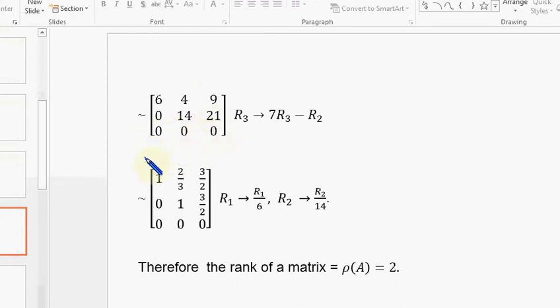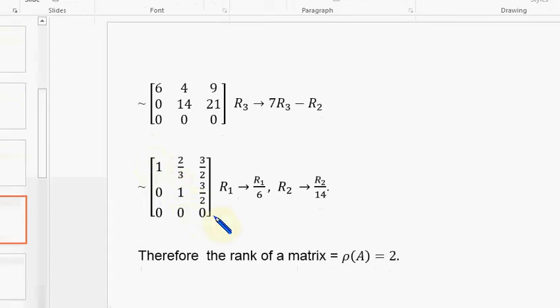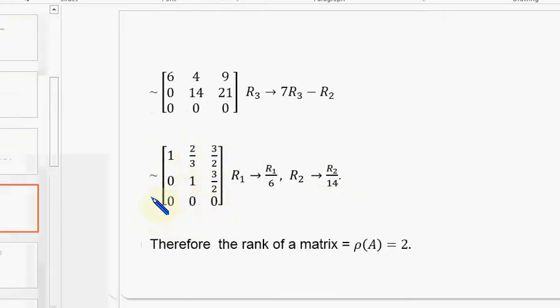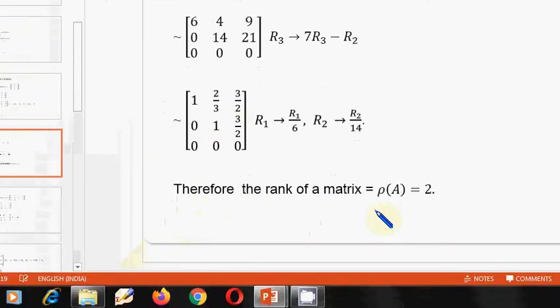The next step is to make the leading elements 1, that is, the principal diagonal elements are 1. So we divide the first row by 6, and the next leading element is 14, so R2 is divided by 14. Therefore R1 can be written as R1 by 6, and R2 as R2 by 14. The number of non-zero rows is 2 and the number of zero rows is 1. Therefore, the rank of the matrix is 2.